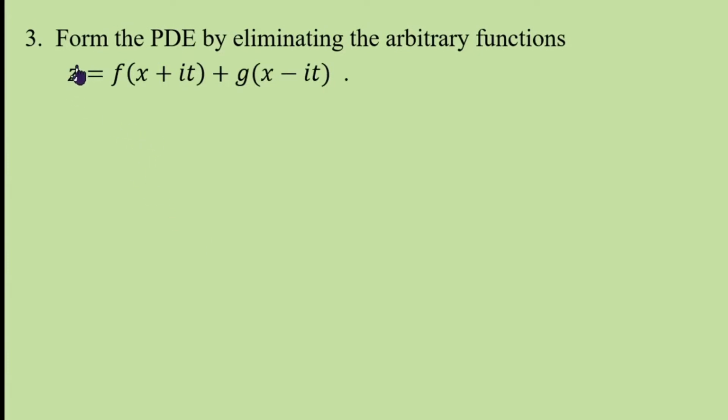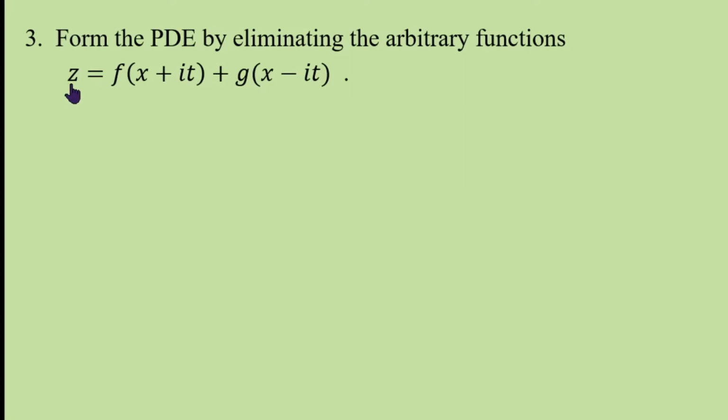Next one, form the PDE by eliminating the arbitrary functions, that is z equal to f of (x plus it) plus g of (x minus it). Here z is a function of x and t, and i is the square root of minus 1. Therefore, don't use the standard symbols. The standard symbols p, q, r, s, t are used only for functions of x and y.